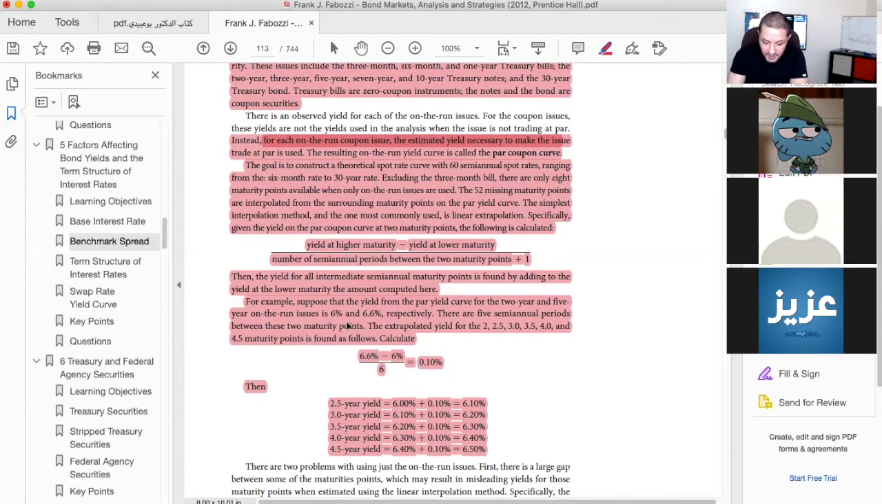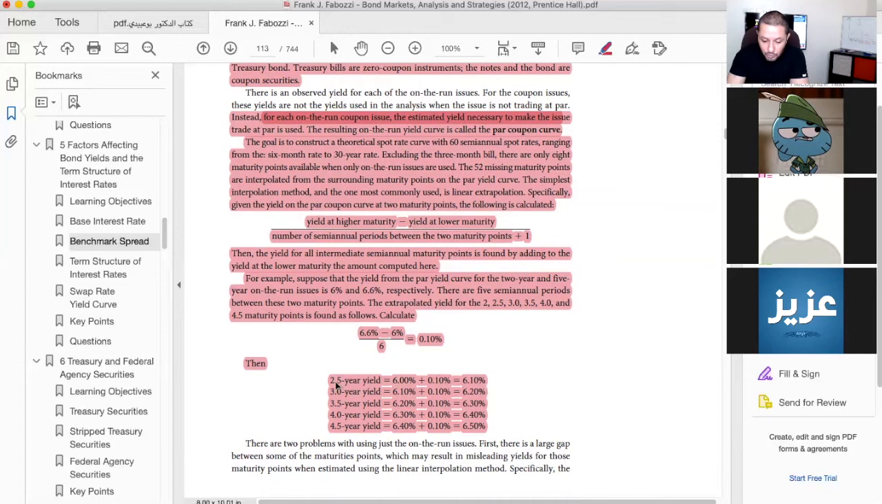So since the starting point is 6% for 2 years, when you move to the 2.5-year yield, you have to consider the initial yield to maturity plus 0.1, so it becomes 6.1%. Now, when you want to compute the 3-year yield, you have to consider the previous one, 2.5 plus 0.1%. So every time we are adding a new period, you also have to add 0.1% to the yield. Okay, guys?